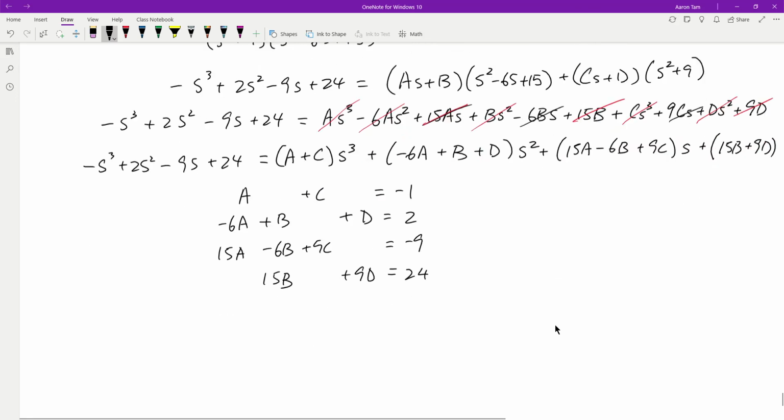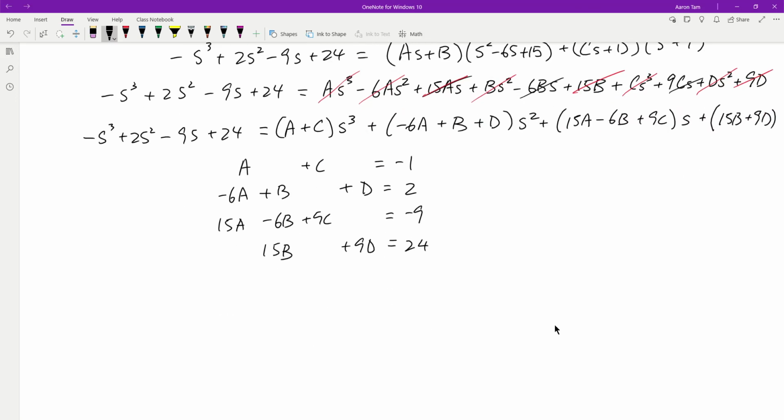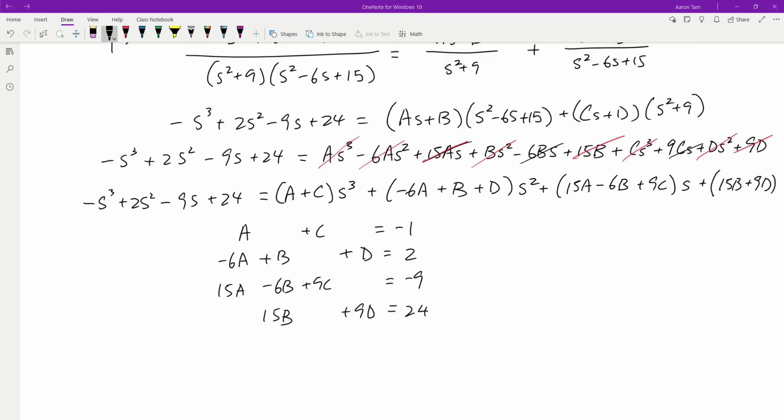So what we have here is a linear system. Now it's just a matter of trying to solve that system properly. It looks like we have a system of linear equations, so I'm going to write it in matrix form just so that it's easier for me to look at. So there you go.